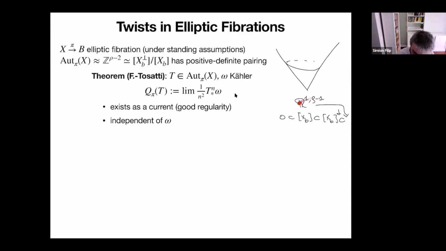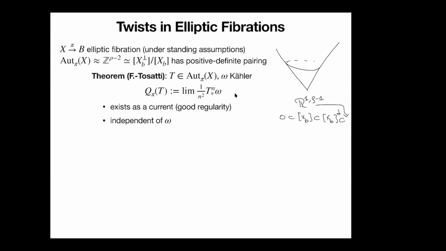This is true in any vector space of this signature: if you take a null line and its orthogonal complement, the intersection pairing here is degenerate. Here it has one degenerate direction, which you quotient out. And when you quotient out, you get a vector space of dimension rho minus 2, and there's a positive definite metric.